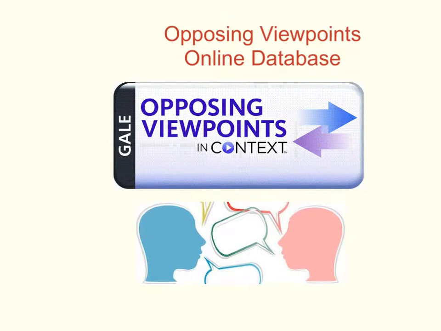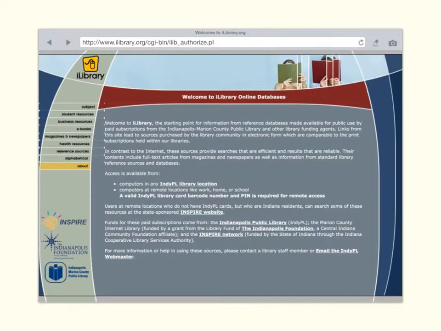We are going to take a look at an online database called Opposing Viewpoints. This database is located at ilibrary.org, so that is where we're going to go to visit the database. This is the landing page for iLibrary.